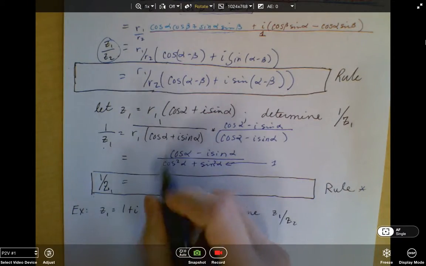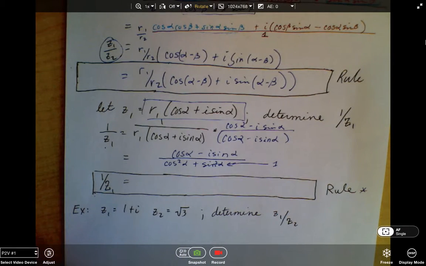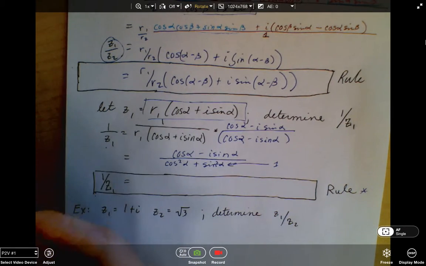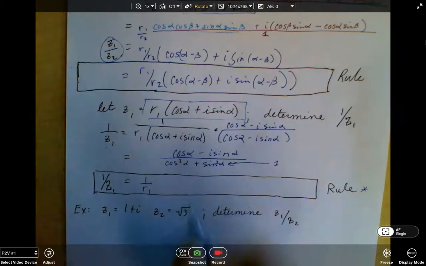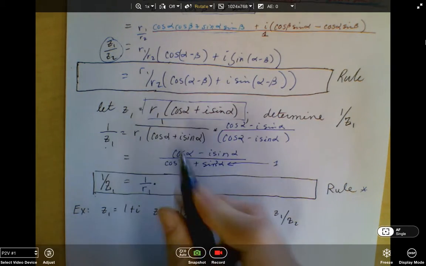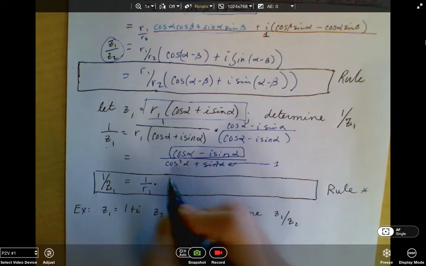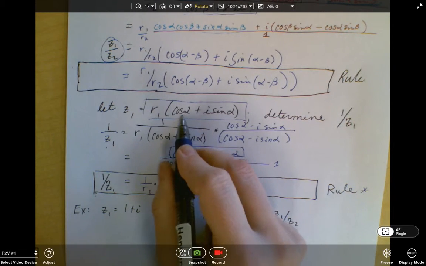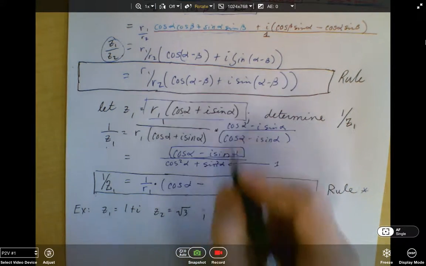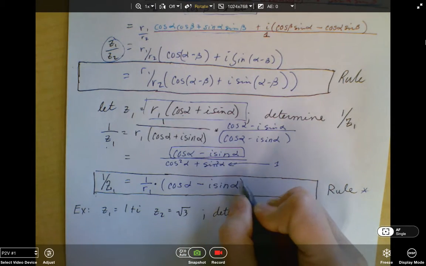So the rule is that if this were my original complex number and I wanted to divide 1 by it, it becomes 1 over the magnitude times, this is all just going to become the numerator, over 1. So times cosine alpha, which is just like it was when it began, but now it's minus the second term instead of adding the second term.